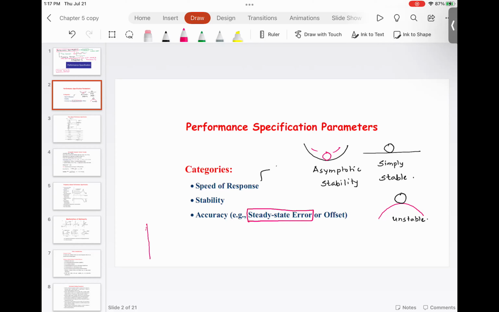Now, I want to give you a very simple example. Imagine that this is the input. So I want my input to go to a final value of 1. It is very rarely I would find a system that will track this response or this profile accurately. Most likely, I'm going to have a system that kind of goes like this, and typically it has a constant offset. So this is called the constant offset.